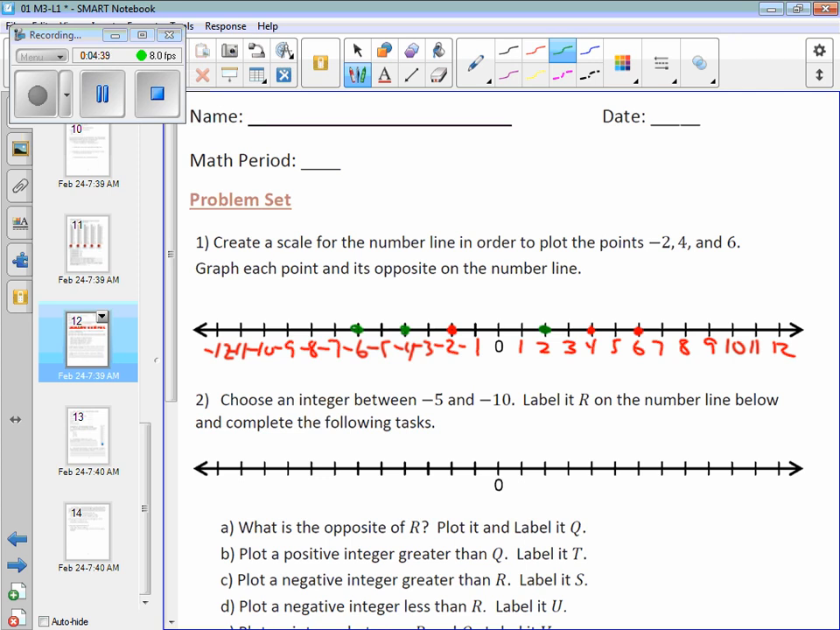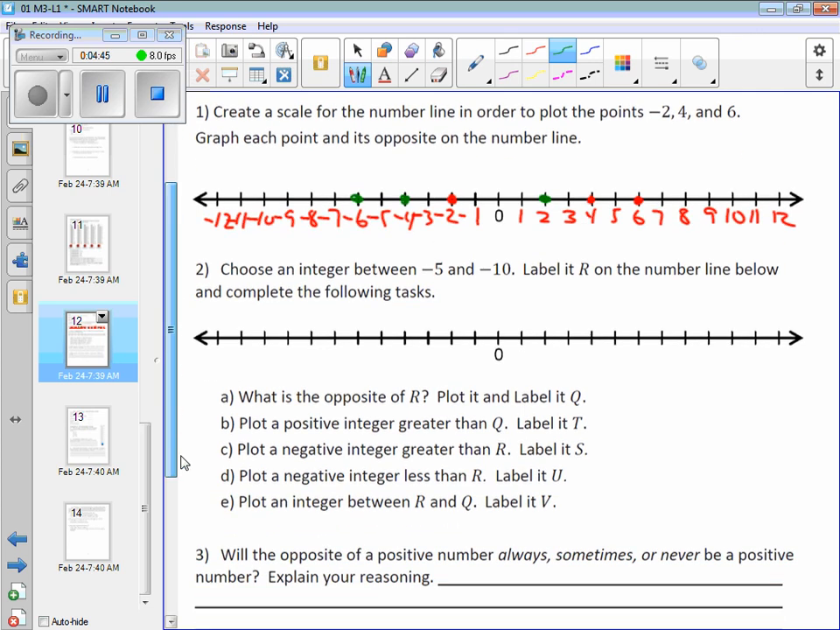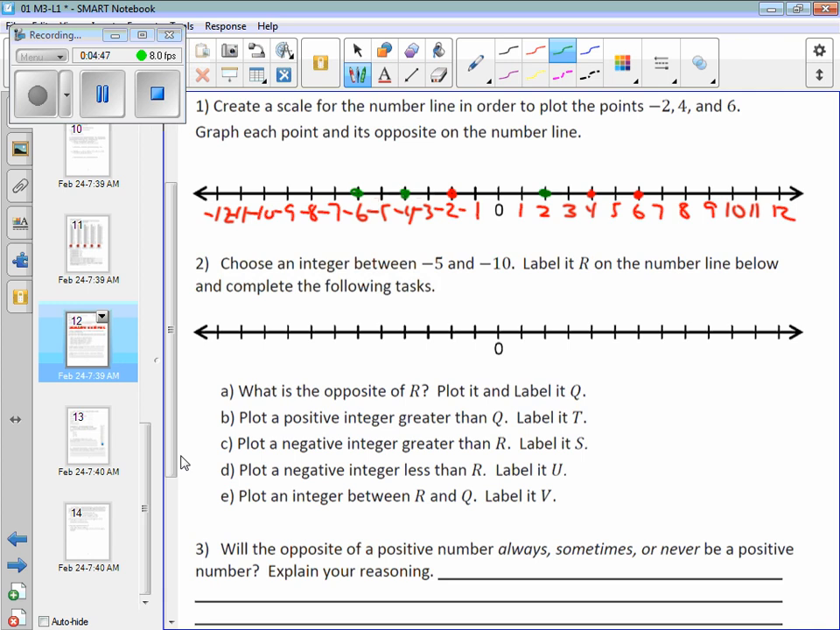Okay, so now with number 2, everybody's might be a little different because if you're going to choose an integer between -5 and -10, there are different options. You can do -6. You could do -7. -8, negative 9 would all work. But let's just pick one. All right, who wants to do this? Reggie, go ahead. What did you start with?